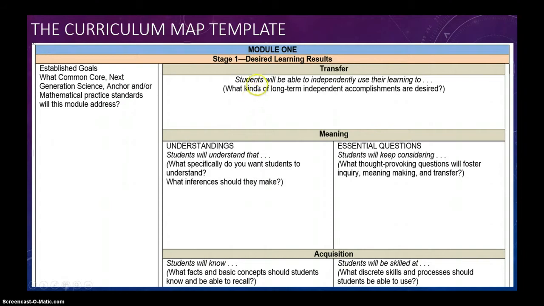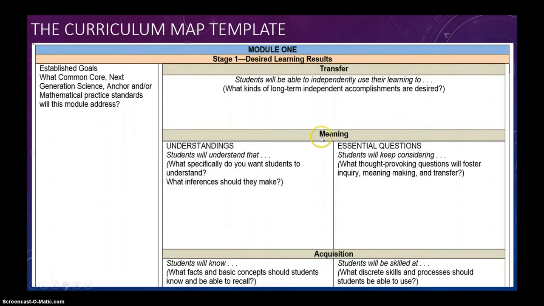Transfer. Students will be able to independently use their learning to... And here we're talking of long-term independent accomplishments. What's your desired long-term independent accomplishments? Two factors. They have to be long-term. It means it's being retained long-term in the student's mind. They have to be independent, unassisted, unscaffolded. Meaning if they're on their own, what would you want them to do with what they learned for this module?